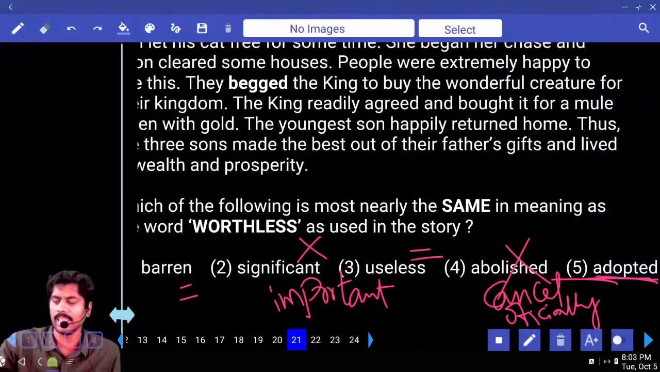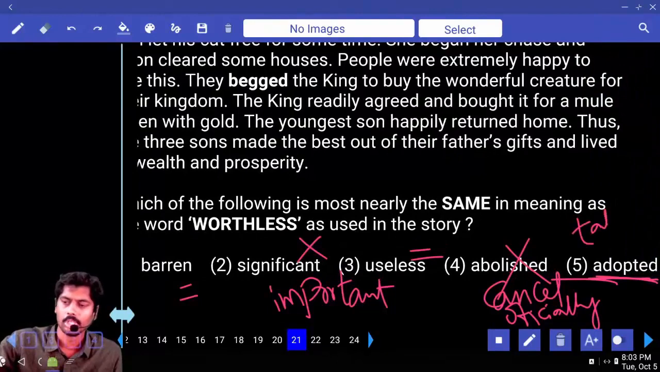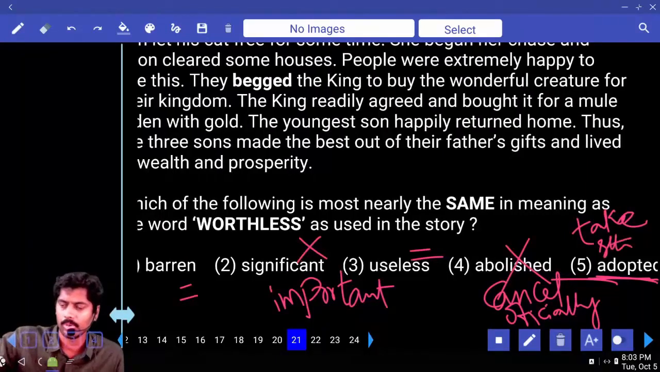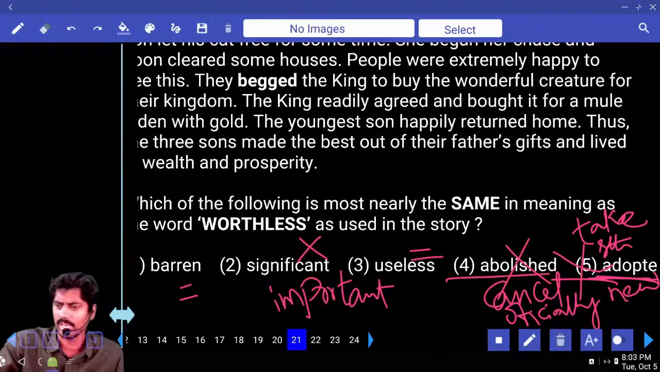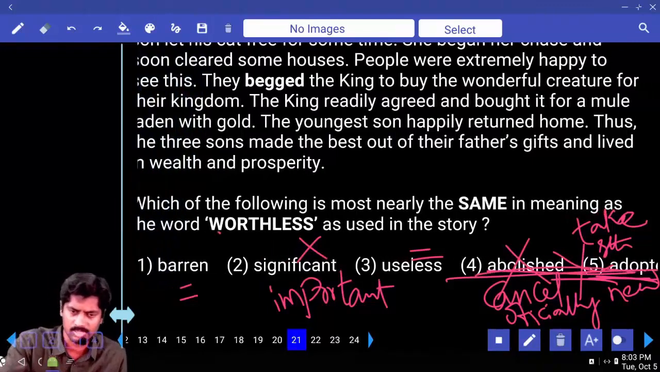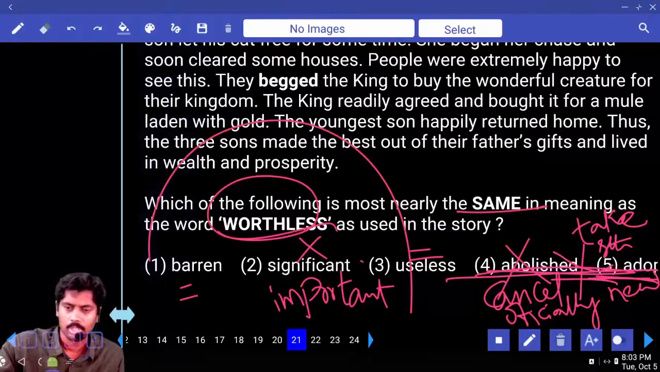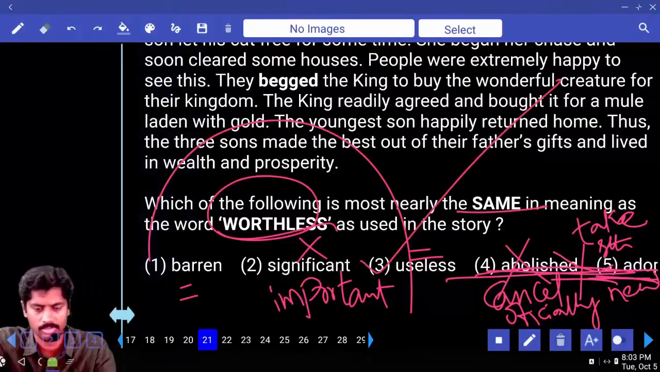Adopt means taking something new. Angelina Jolie adopted a baby from India. Take something new. Adopt technology, adopt baby. Both are not possible, both are related to verbs. But here worthless means valueless. Answer 1 or 3. Useless. Worthless, valueless, useless. Third option.